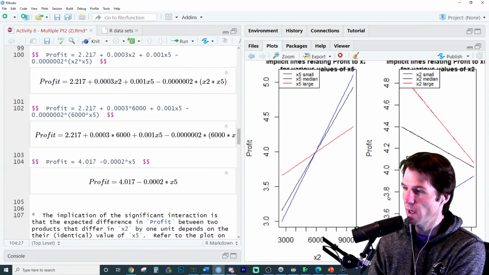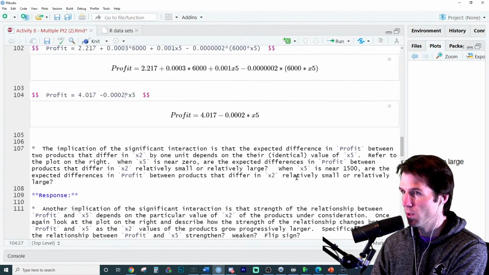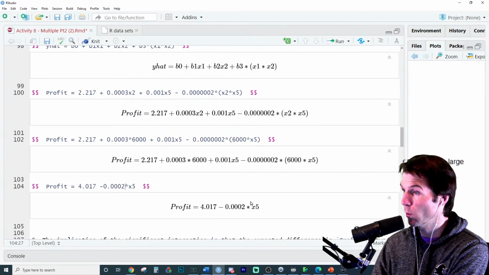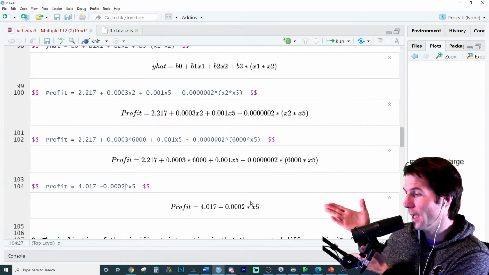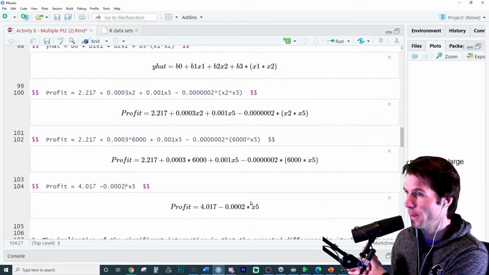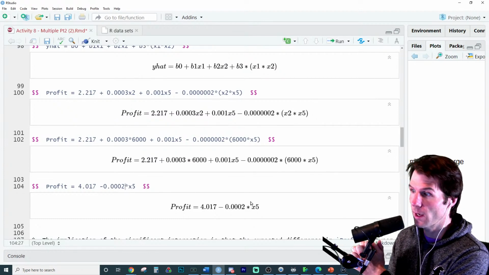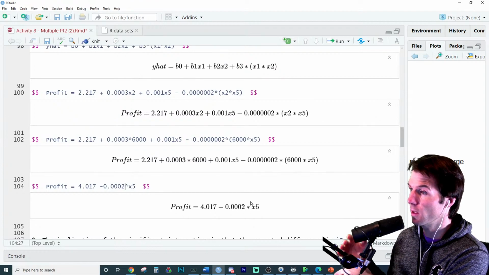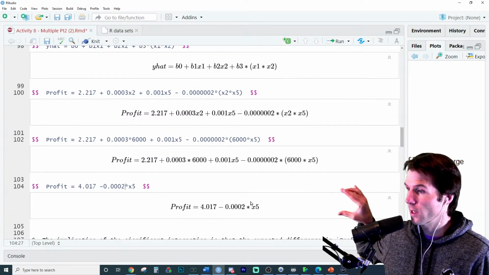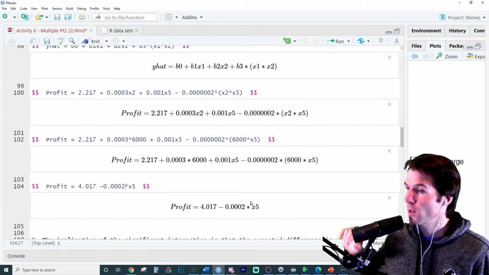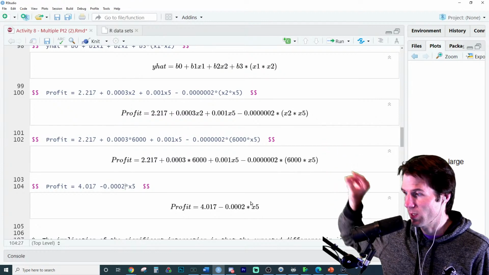Is this making sense right here, Peyton, how we can solve out for a line by plugging in a value for one of the two and then solving the equation so we only have the other variable in here still? So all we did is we wrote out the equation and then plugged in a value of x2 to solve out the line for when x2 is equal to 6,000. So this equation right here is the equation predicting profit for a value of x2 of 6,000. So that's what we did right there.